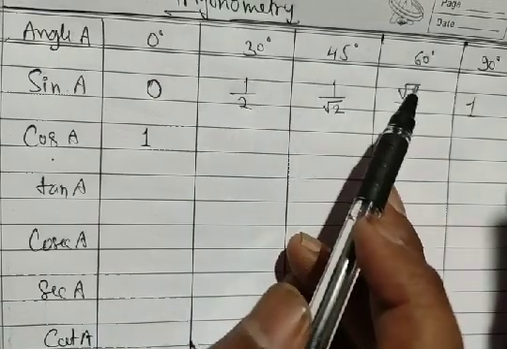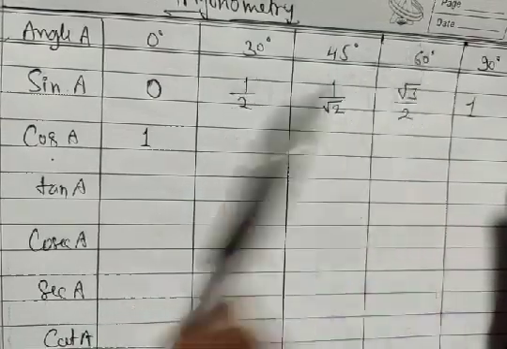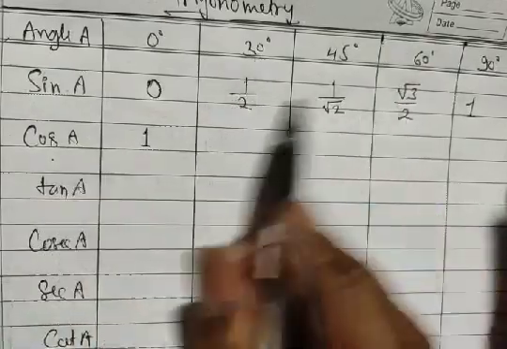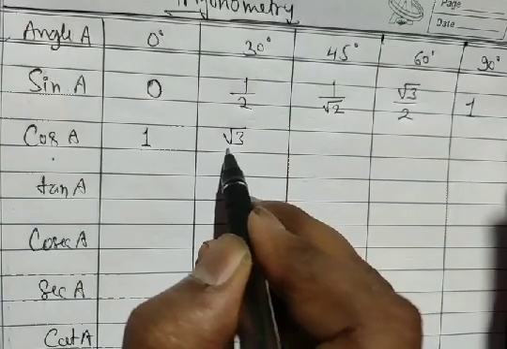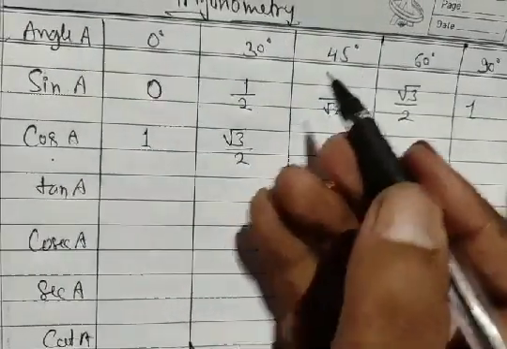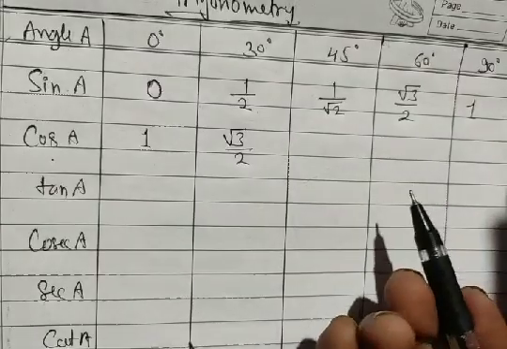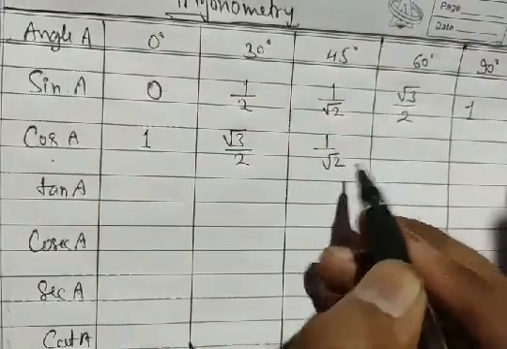And we discussed how to find the value of cos 30. 30 and 60 are complementary angles. What is the value of sine 60? It's the value of cos 30. Then we get root 3 by 2. Then the value of cos 30 is root 3 by 2. Now 45 degree is complementary to 45 degree, so in this case the values are the same.